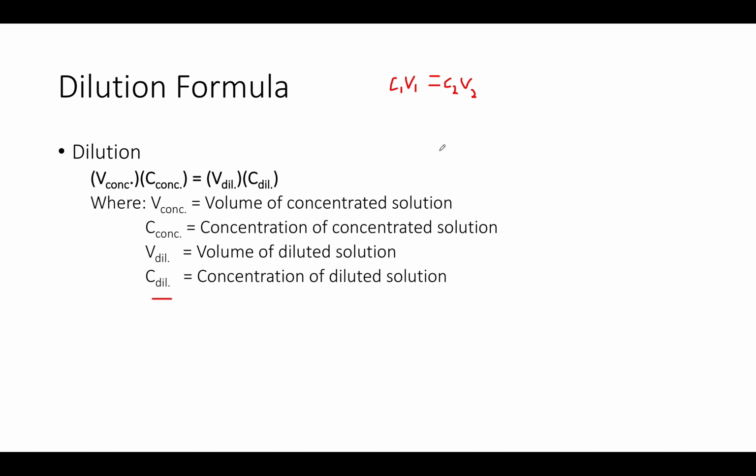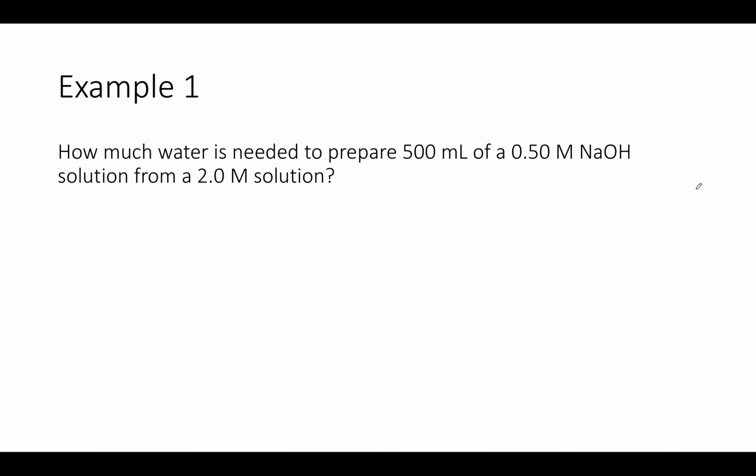You just got to be careful with the wording. If it says with, you're diluting something with something, then your second volume is going to include your first volume. So V2 would actually be the sum of the volumes. It just depends on the wording, so you've got to be careful. I think I have a couple of examples of that. I have 4 examples, so let's get started. These range in difficulty, but all pretty much the same.